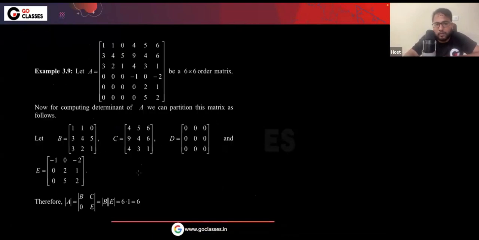Okay, so you can do it. It will be the determinant of B into the determinant of E, right? So I think this is B, this is E. Okay, C and D don't really matter here. D is a zero matrix only.